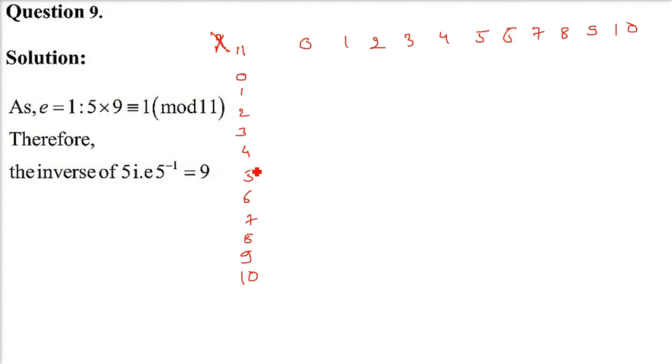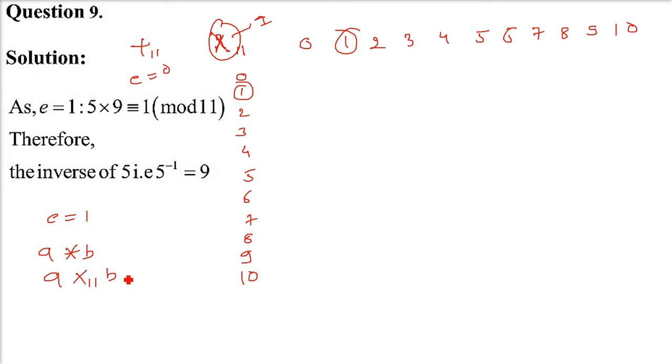Whatever 5 is multiplied by, we take the modulus of 11 of that value, and it should give 1. Because in multiplication the identity element is 1, whereas for addition the identity element is 0. So which row and column intersect at 1 for 5? That is a star b, it should equal e, which is 1 here. When we multiply a and b, we divide by 11, take the remainder, and that remainder has to be 1, right?